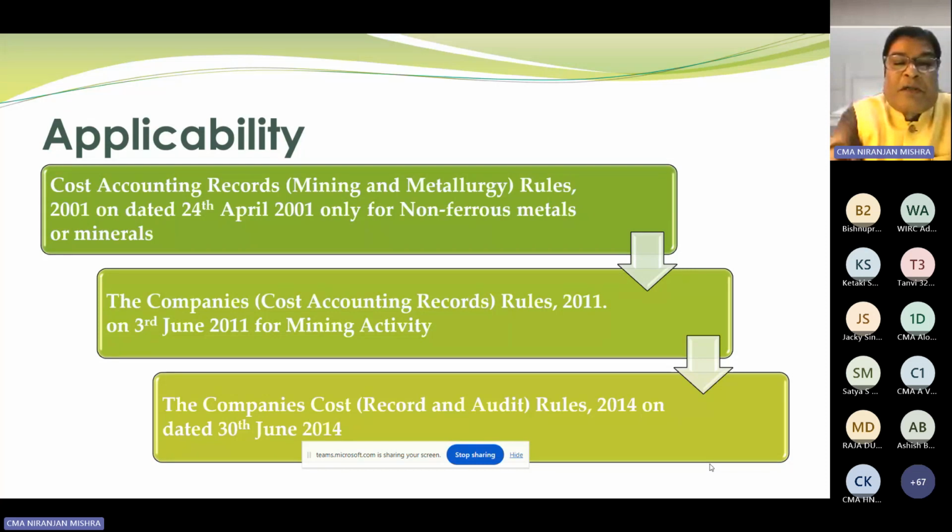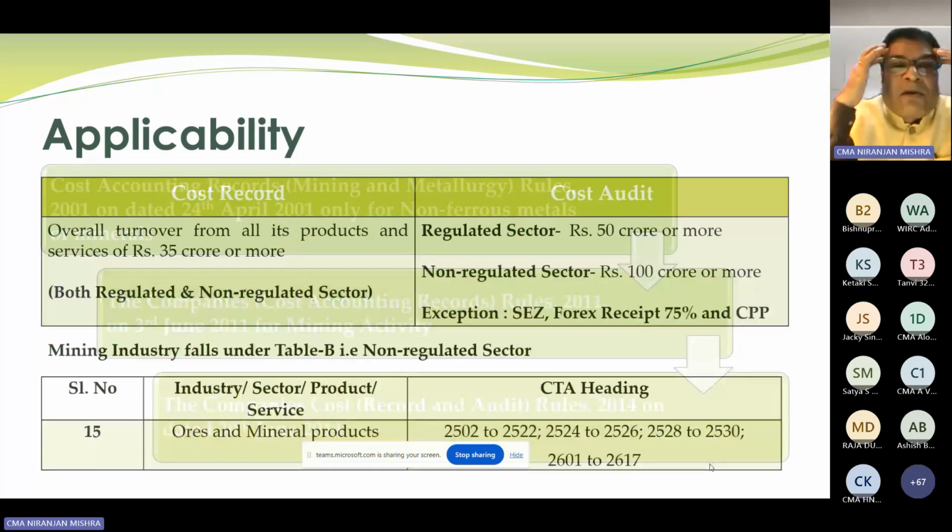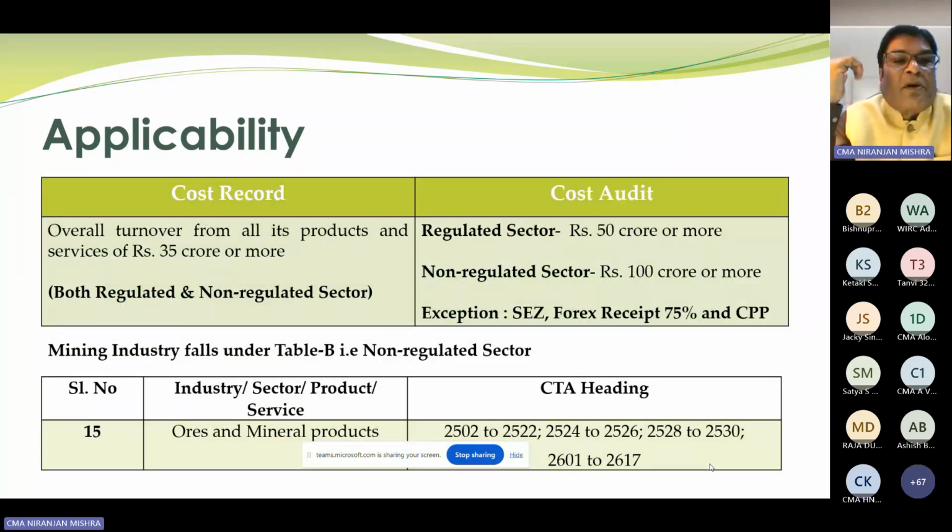But the Companies (Cost Records and Audit) Rules 2014, issued on 30th June 2014, mention the maintenance of cost records and the cost audit by the mining industries. So this is the cost records requirement. We know if overall turnover from all its products and services is 35 crores or more.